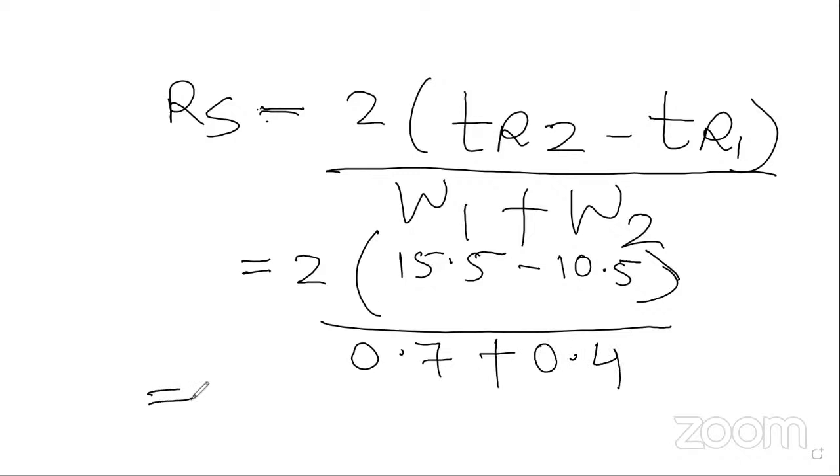So if we solve this, 15.5 minus 10.5 is 5. The 5 multiplied by 2 is 10. So we have 10 in the numerator. And in the denominator, we have 0.7 plus 0.4, which is 1.1. So if you divide 10 by 1.1, your answer is 9.09. So it is a very practical approach. तो इसको directly ऐसे type के questions को तुम directly formula लगा के solve करोगे.